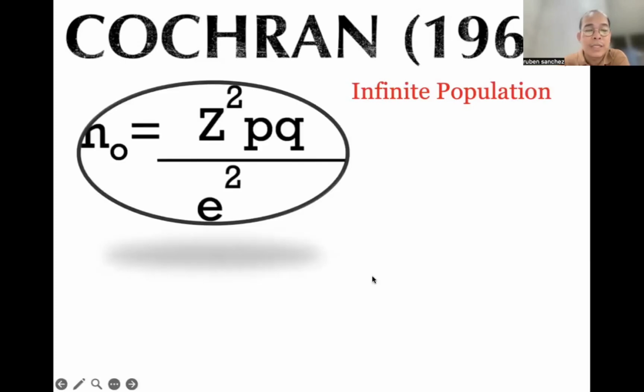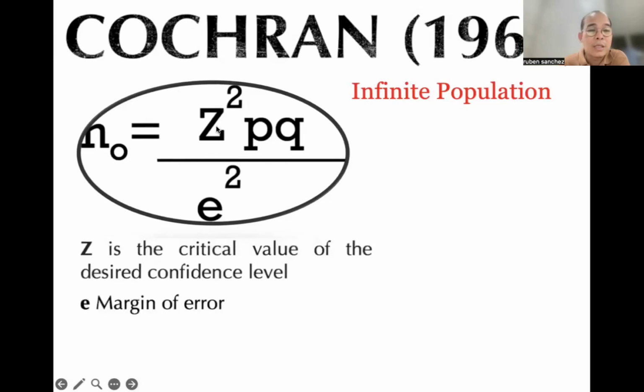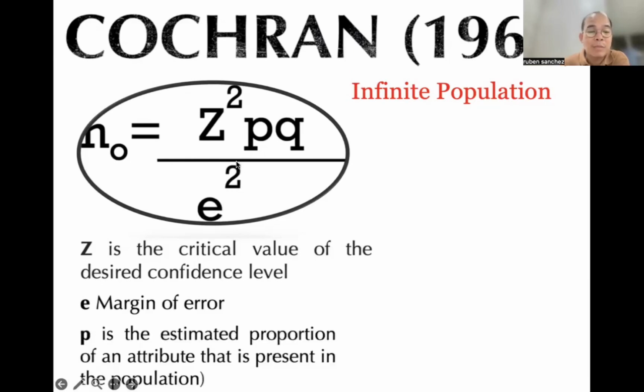This is the Cochran sample size formula: n sub 0 is equal to Z squared times p times q over e squared. Z is the critical value of the desired confidence level. So in every situation, there must be a given confidence level for us to determine the value of Z. Then e is the margin of error. We'll just square that value. Then p is the estimated proportion of an attribute that is present in the population. And to solve for q, we simply use one less p.